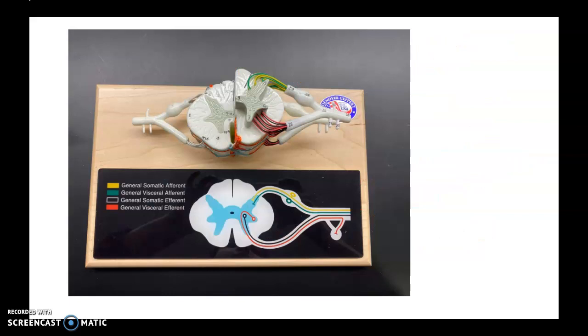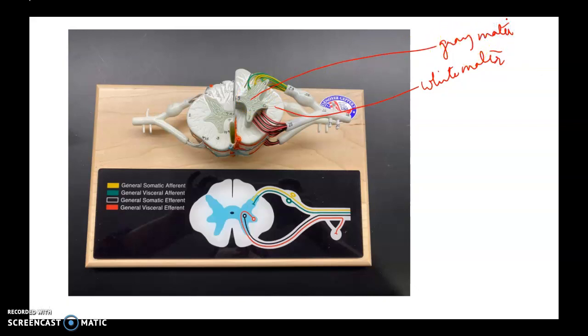Now moving on to spinal cord. This is a cross section of a spinal cord. There are a few things that we need to know. In the spinal cord, we have outer white matter and deep gray matter. So this is white matter, and the deeper part is the gray matter.